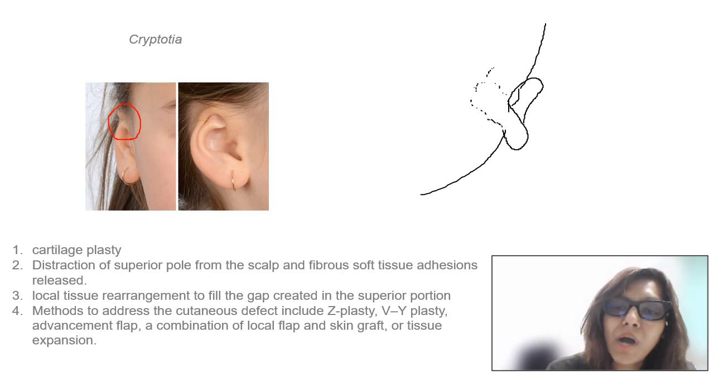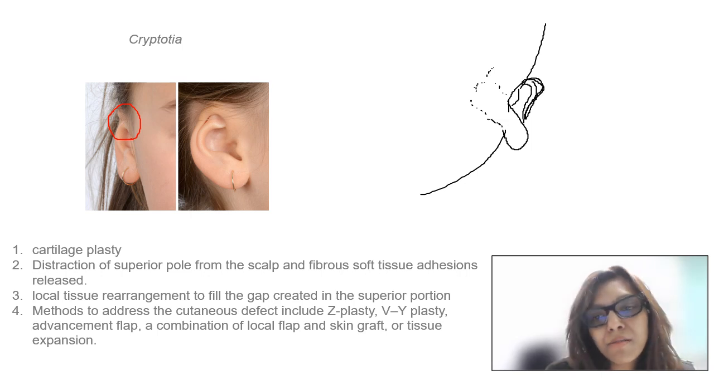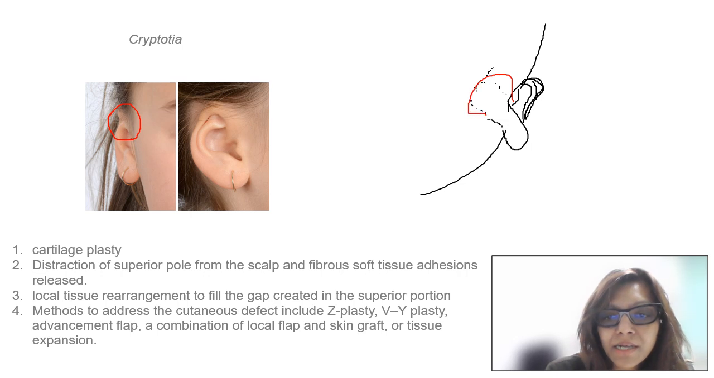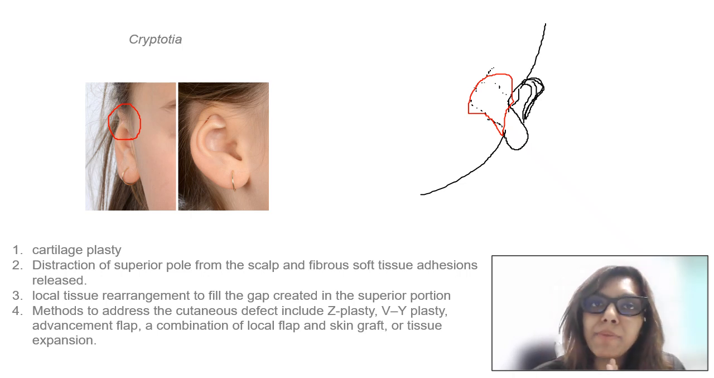After this, you have to reinsert the cartilage into the ear that has come out. This ear gets back its cartilage, which you do by a cartilage plasty. Then this defect that we have created has to be closed by either local tissue rearrangement or by a flap or by a combination of a graft and a flap or by your Z-plasties or by tissue expansion.